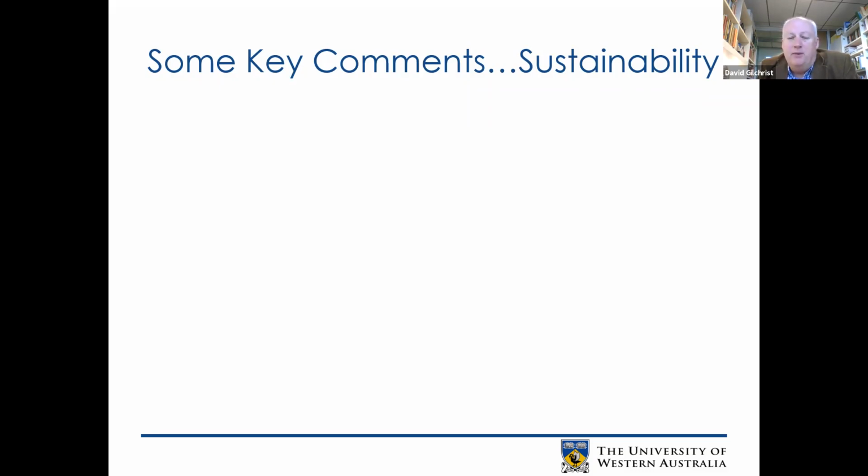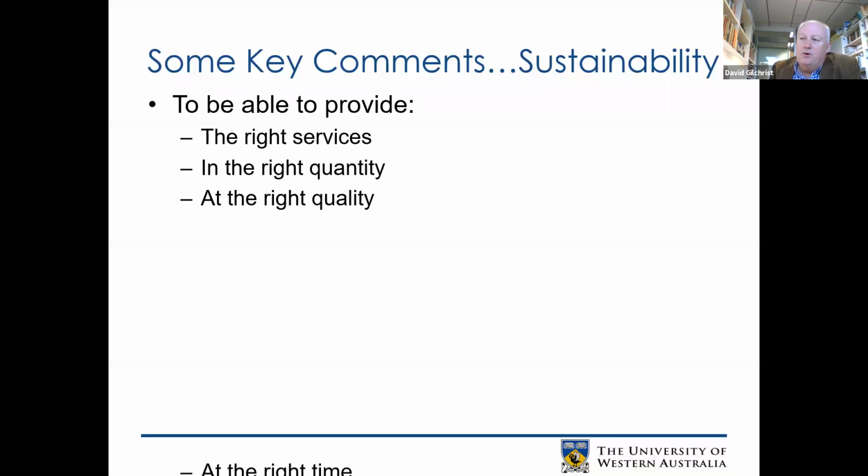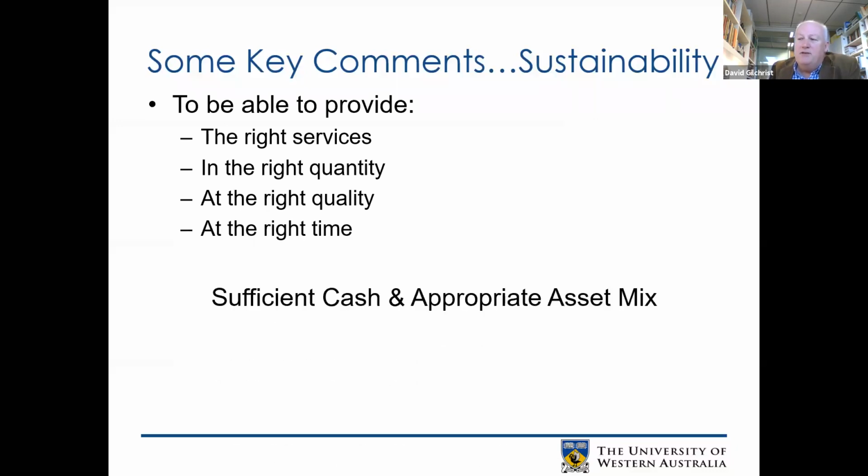And I think this is also really important because a lot of not-for-profits and charities really struggle with that idea of being able to identify targets for profitability or for reserves. And so I think this is a great context to try and put those targets in. Obviously, in order to remain sustainable in that definition, you really need to ensure that you have sufficient cash and an appropriate asset mix to make it happen. So I guess to be able to provide the right services, the right quantity, right quality, the right time, that sufficient cash and appropriate asset mix is absolutely critical.